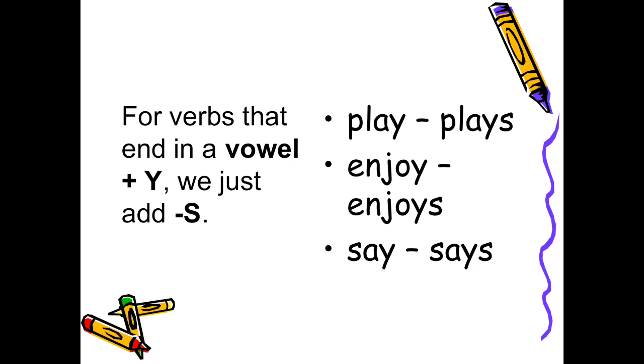Okay. Next, for verbs that end in a vowel plus y, before the y you will be having a vowel as you pronounce. If you are having a vowel, you will not be adding ies, but you will be just adding s to your verb. Okay, play, plays. You see that a is a vowel and the word is ending with y, so we are going to add only s since the letter before y is a vowel. Okay, enjoy, enjoys, say, says.